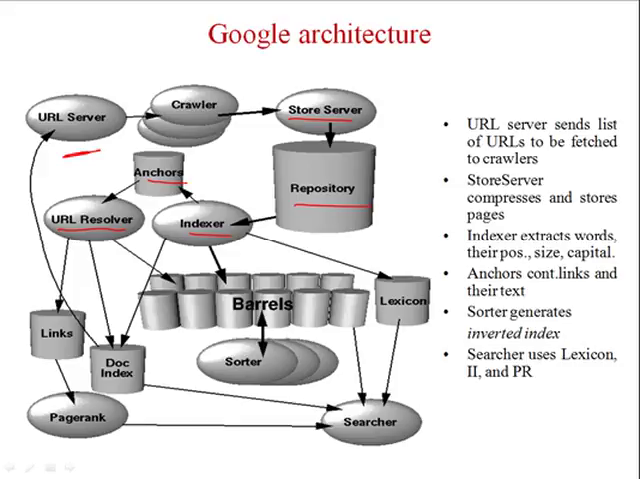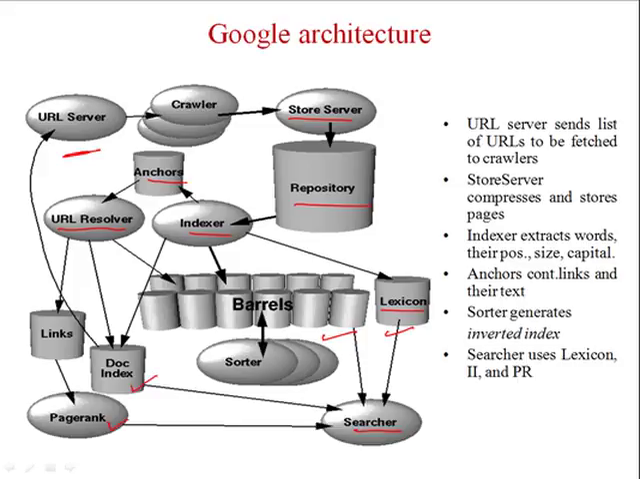Now, from the indexer, we store information to the lexicon also. The indexer also stores document indexes. The URL resolver also stores document indexes and links, and based on the links, document indexes and entries in the barrel, page rank is calculated, and the searcher gives the final information based on the indexes matched in the documents, based on the lexicon, based on the document index and page rank.